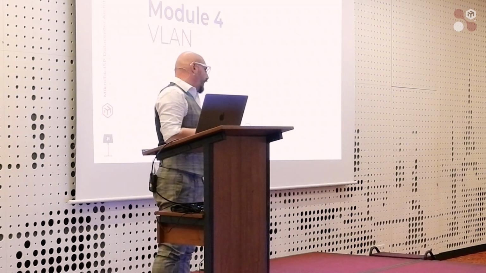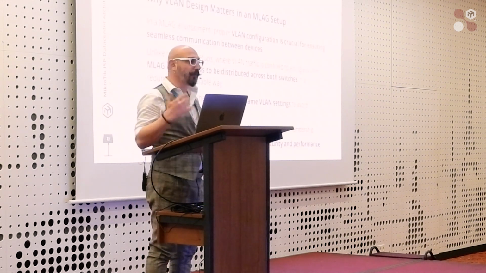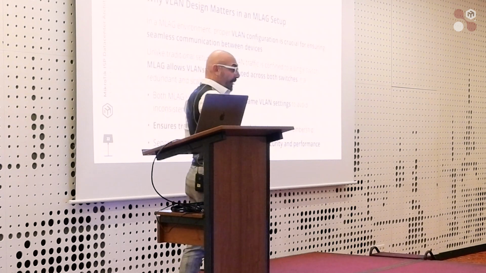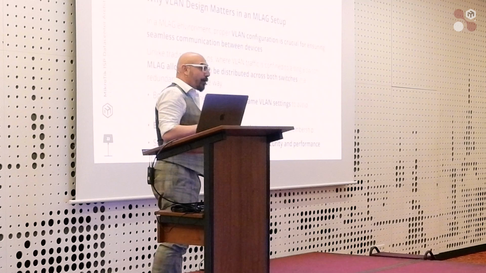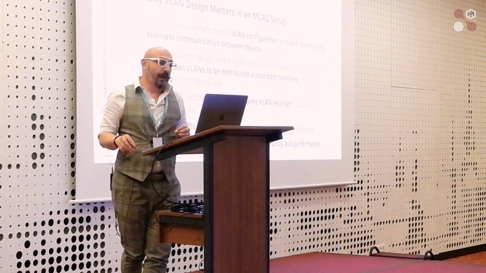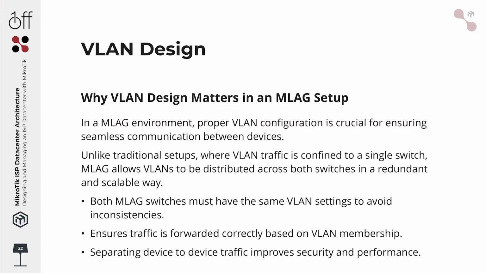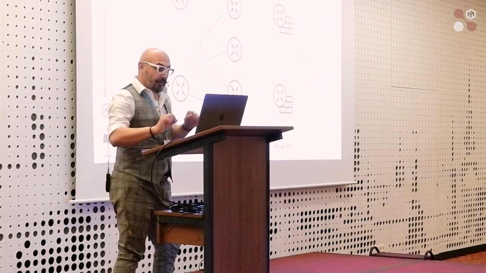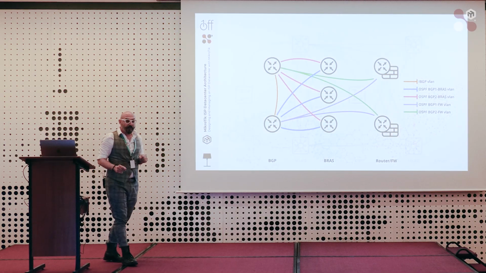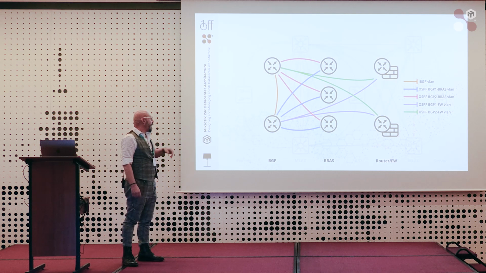So we have the underlay, now we need the overlay. We do it with VLANs. VLANs are very important. It's crucial to ensure communication between devices. MLAG allows VLANs to be distributed across all the switches and to all devices. And we need to create some VLAN maps inside the topology and the diagram I showed you before. We need to configure both MLAG switches with the VLANs.